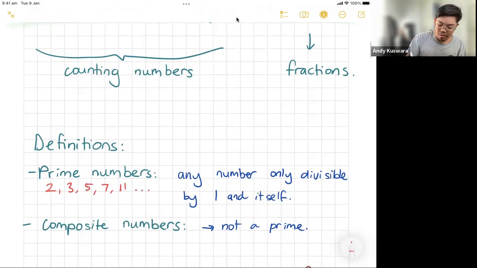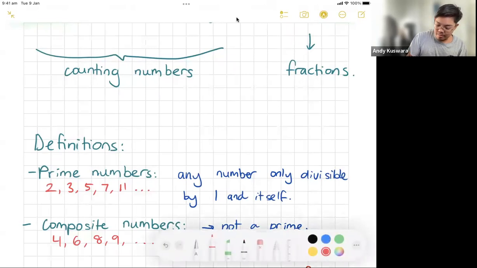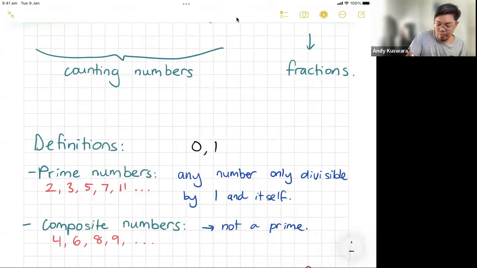A composite number is basically numbers that aren't a prime. So numbers like 4, 6, 8, 9, and so on. Now, keep in mind that 0 and 1 are special cases. Neither one of these are prime or composite, they're just special cases.